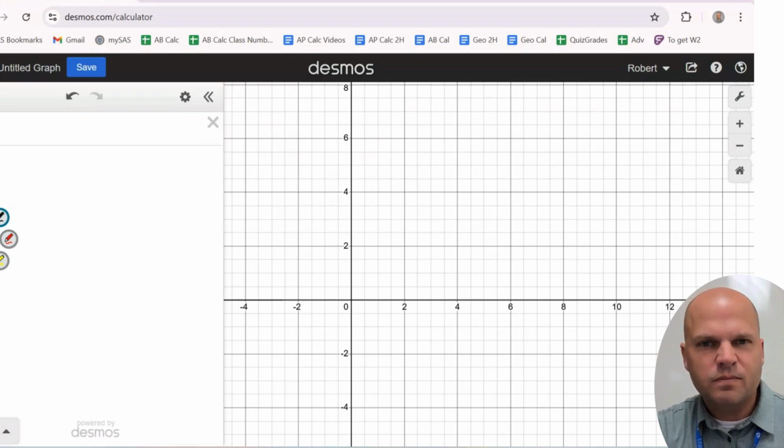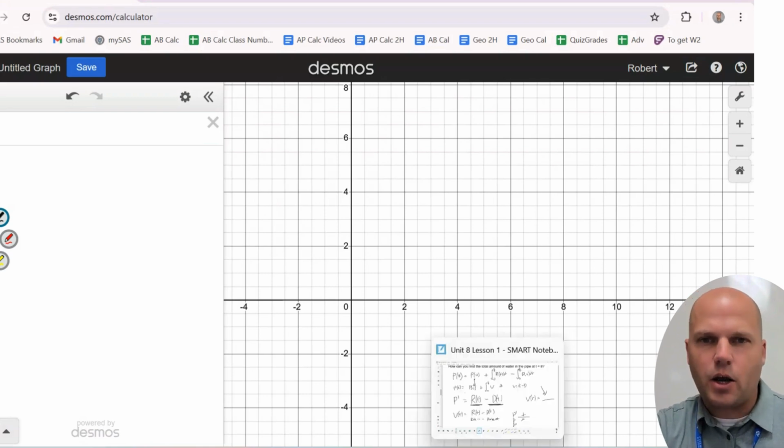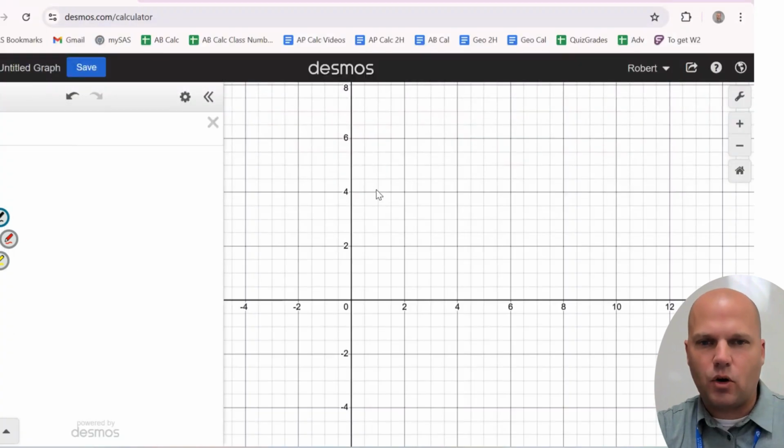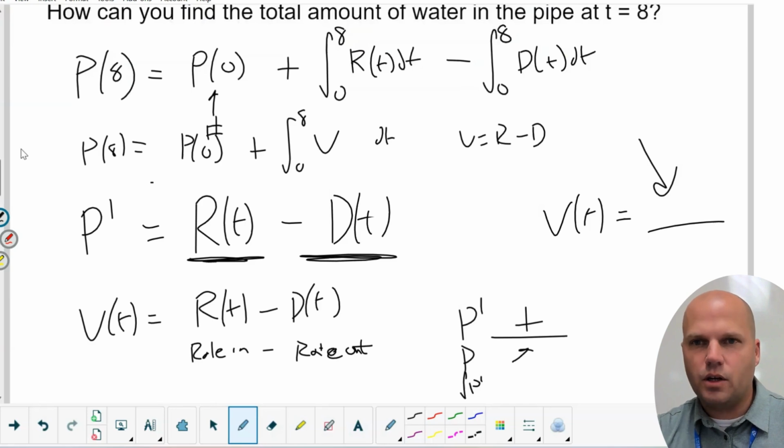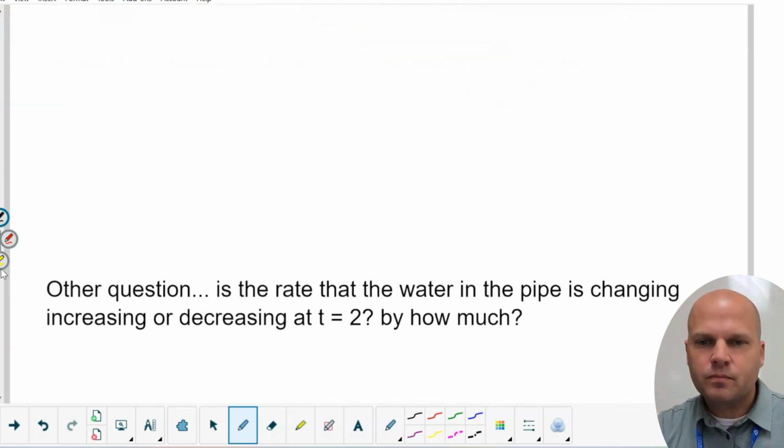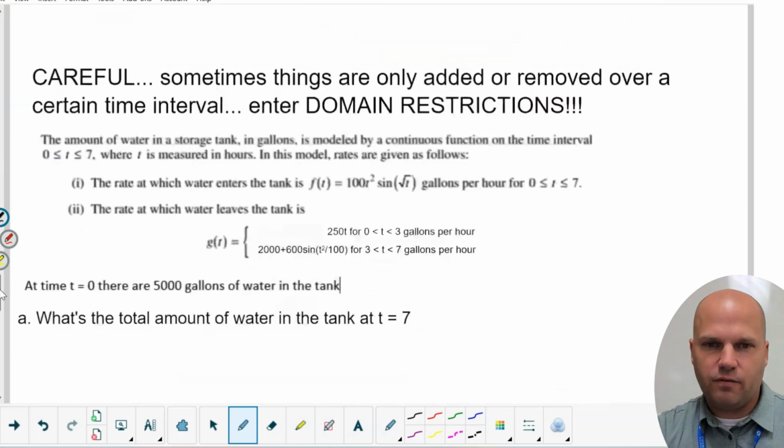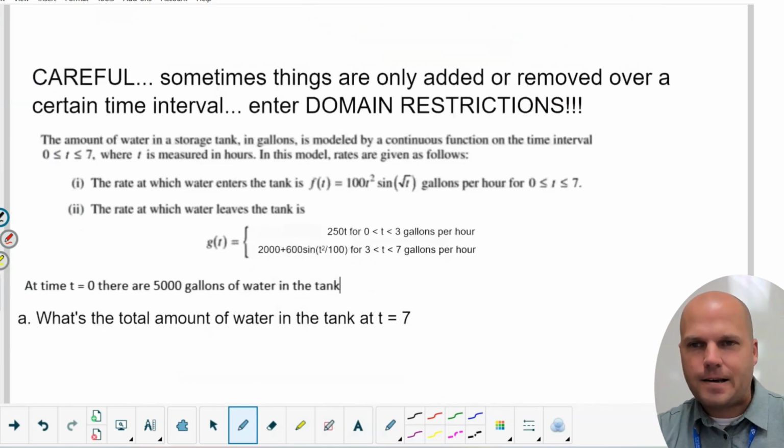And I'm going to go ahead and do this problem on the homework, so I'm not going to do it here. But this is kind of the idea. And then I'll start with the different problems. Is what happens if our rates are changing for certain time intervals.